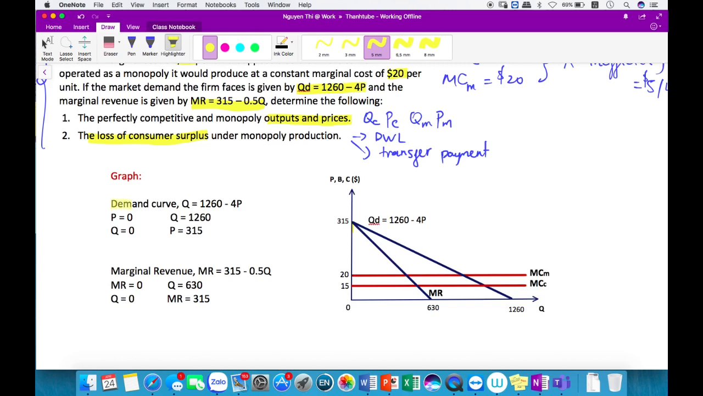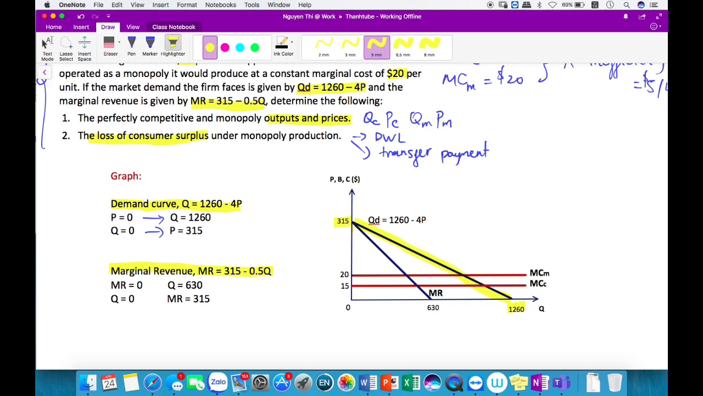First, the demand curve, and then the marginal revenue function. So for the demand curve, you set the price equal to 0, then you get the output equal to 1260. This will be here, right? Then you set the output equal to 0 to get the price equal to 315, will be here. Then you just connect these 2 points to get the demand curve, right?